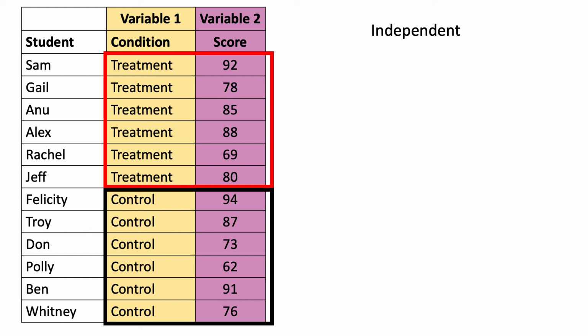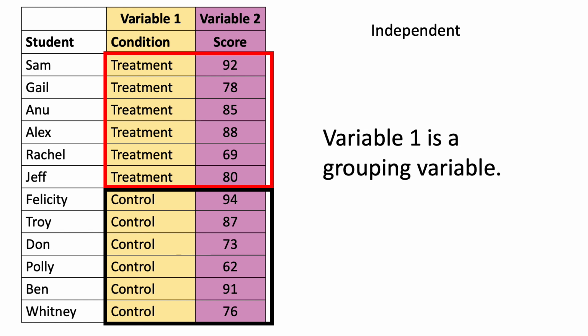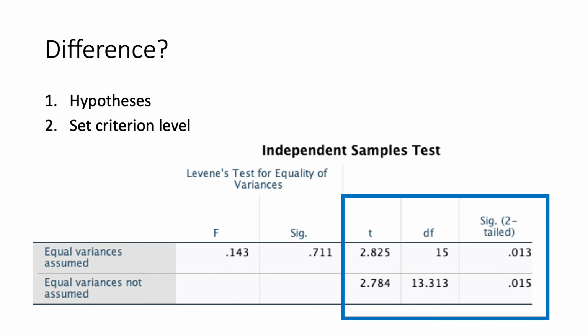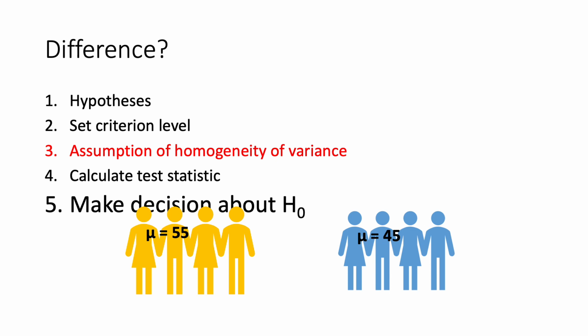So we've got 2 groups that we're comparing, and we're comparing them on their score. So we call variable 1 a grouping variable. So when we're looking at SPSS, it will calculate our t for us just like it did with dependent groups. And it'll calculate it out, and we report it with the degrees of freedom, and our P equals 0.013. So then we use that to make a decision about the null hypothesis.